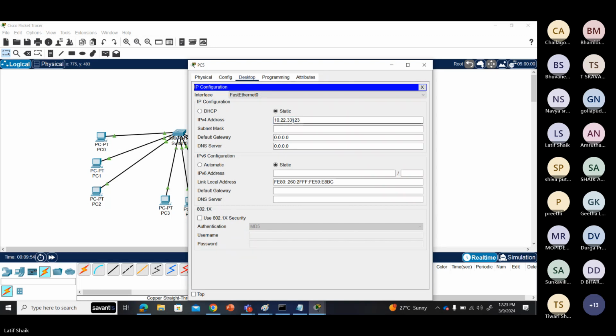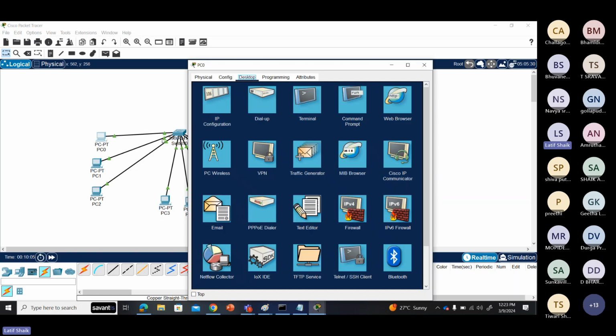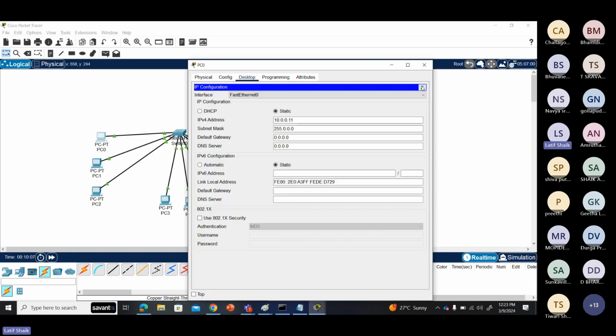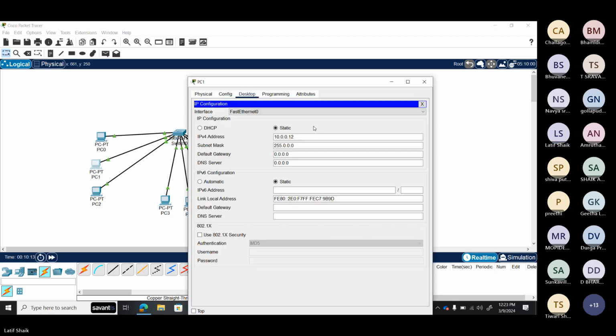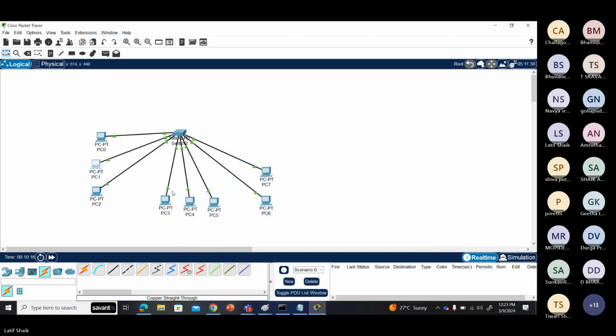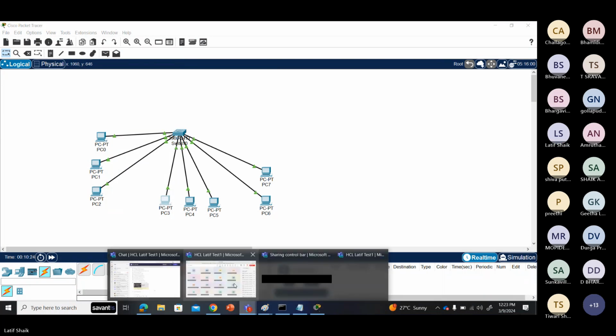Okay. So same 10. Okay. So these are all 10. This is also 10. In this one, we follow the sequence. 10.0.0.11, 10.0.0.12. Like this. In this one, it's 1.23. One second.